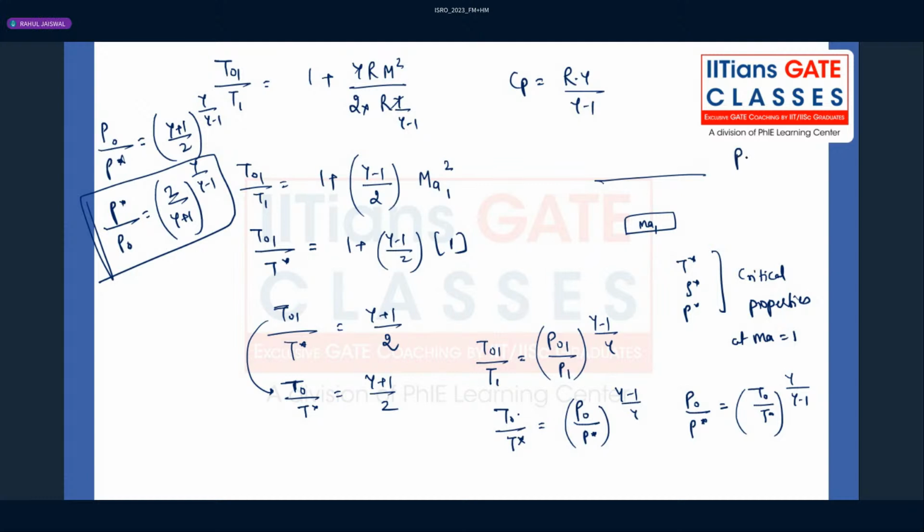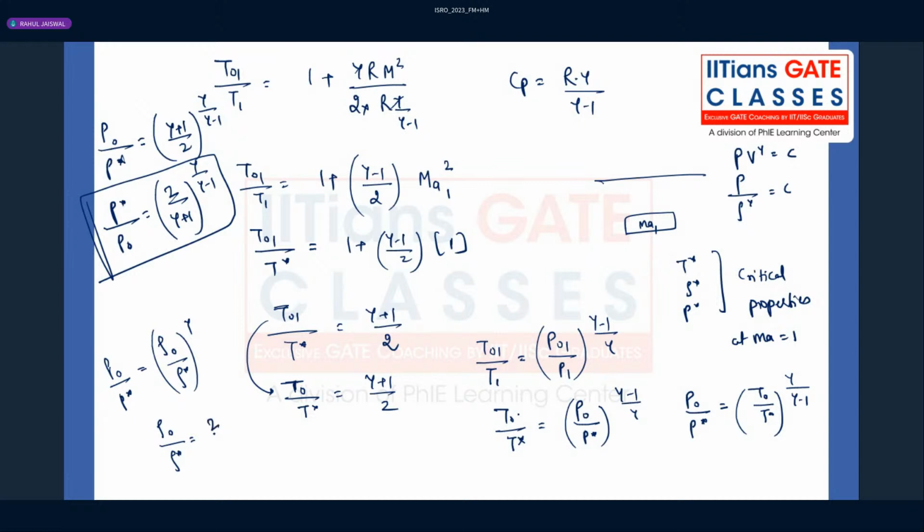You also know that P V to the power gamma is equal to C. For specific volume, we can also write P by rho to the power gamma equal to C. That everyone knows. So here we can also write P naught divided by P star is equal to rho naught divided by rho star to the power gamma. So if you want to calculate rho naught by rho star, that also you can calculate.